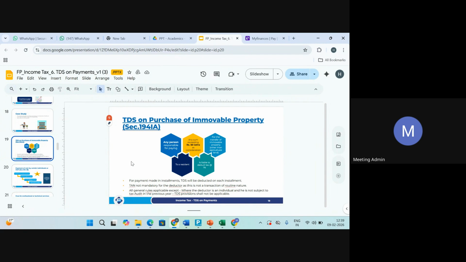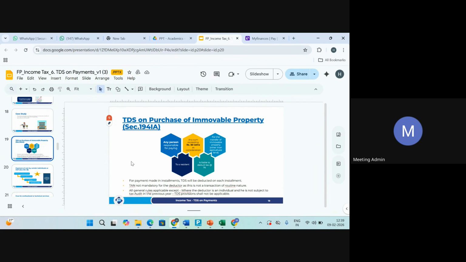And the deductee should be a resident, and the buyer is liable to deduct TDS at 1% per annum. The 1% TDS amount will be deducted based on your property. If the property is worth more than rupees 50 lakhs, then obviously you have to pay the tax. For payment made in installments, TDS will be deducted on each installment.